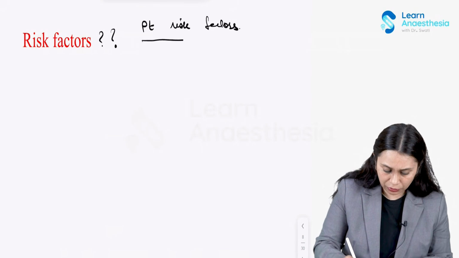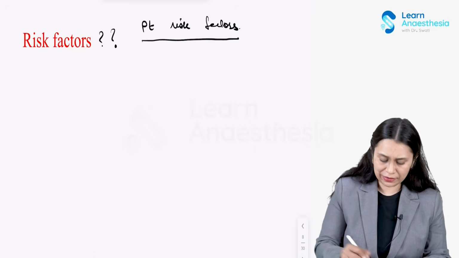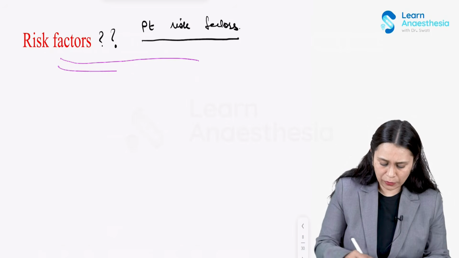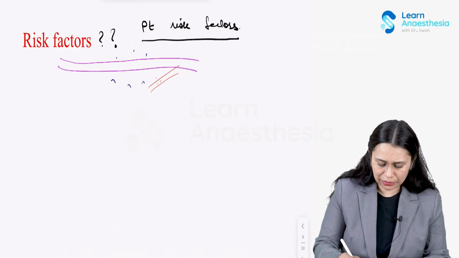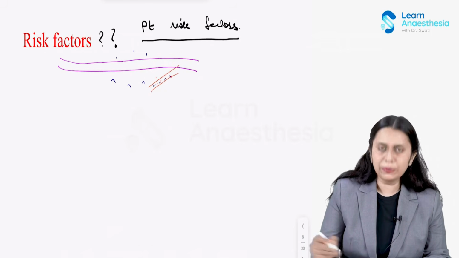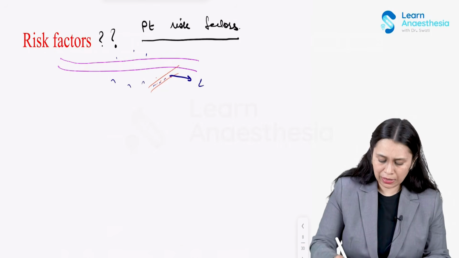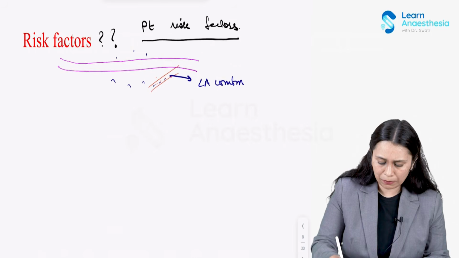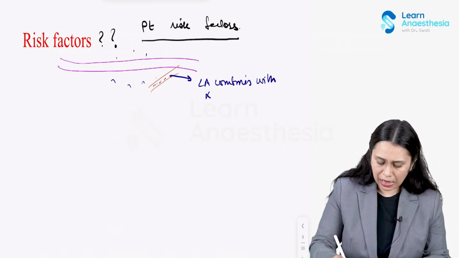Okay. Now free LA, when it is systemically absorbed, I said that this is the nerve fiber we want to block, and to block it we deposit the LA around it. And if it gets systemically absorbed in the blood, the risk of systemic toxicity is there. So when it is in blood, the LA combines with protein, with the plasma protein, especially alpha-1 acid glycoprotein.